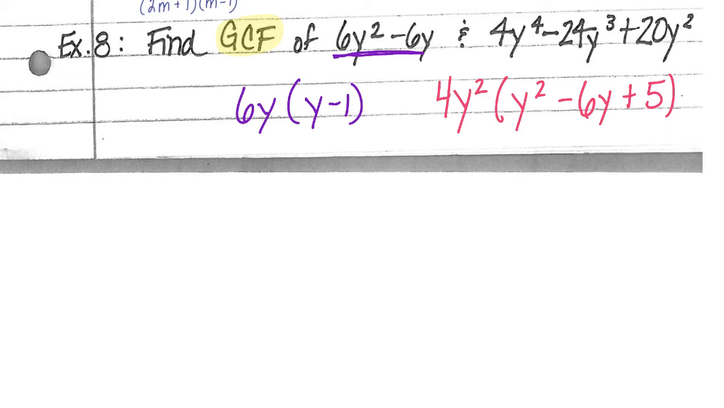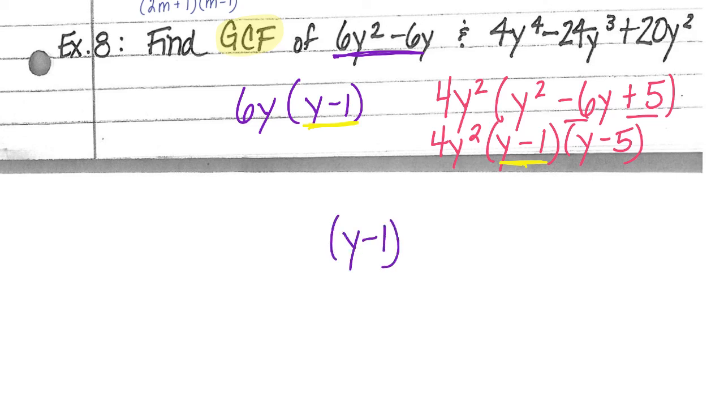Whew, so this one can keep going. What are the factors of 5 that add up to be negative 6? 4y squared, and I know that it's going to be a negative 1 times a negative 5. They multiply to be 5, and they add to be negative 6. Now, let's talk about what's in common. Greatest common factor. Do you see that this y minus 1 is in common? We're going to use that one time because y minus 1 can go into this one time and into this one time. We also have to look at this number right here.